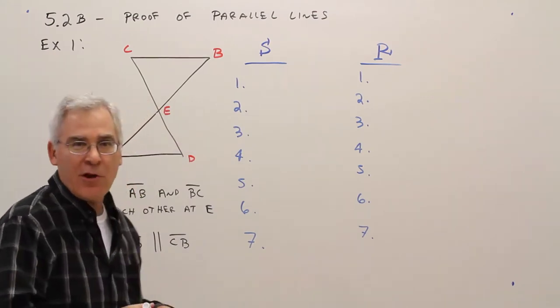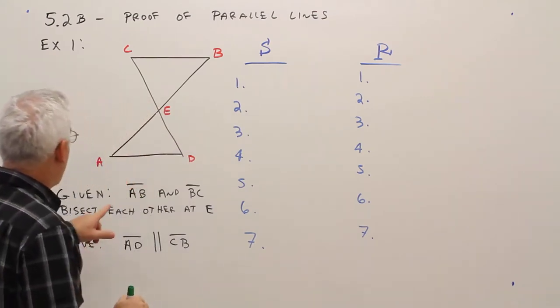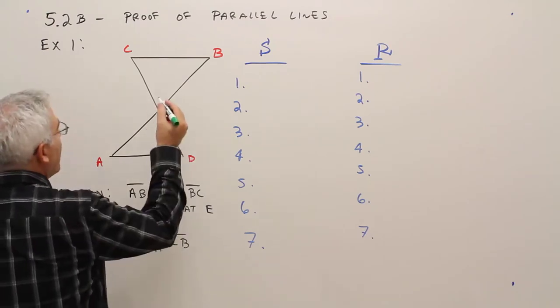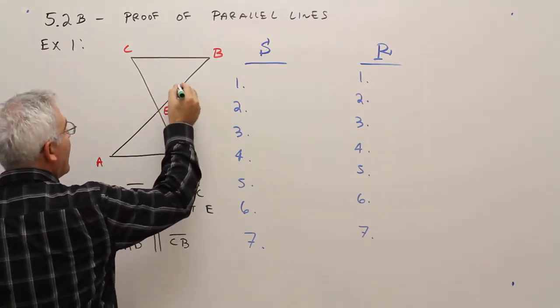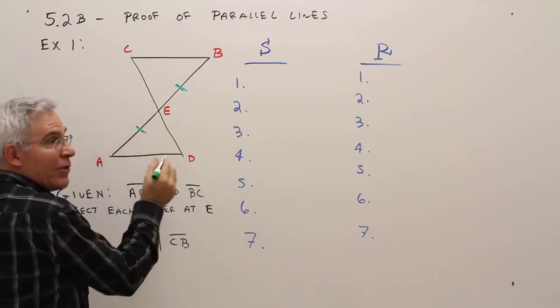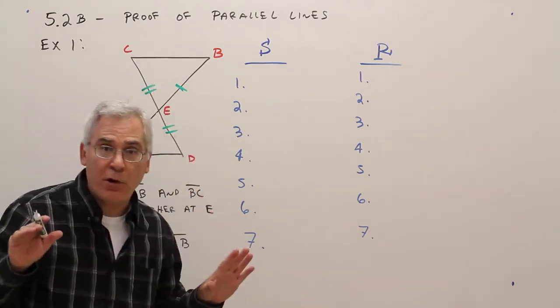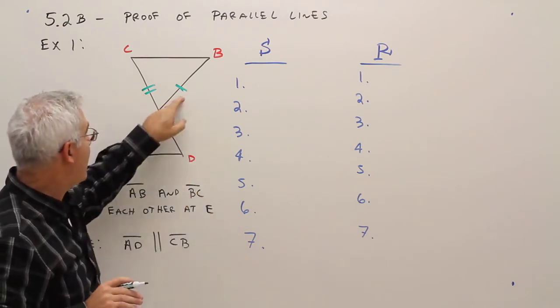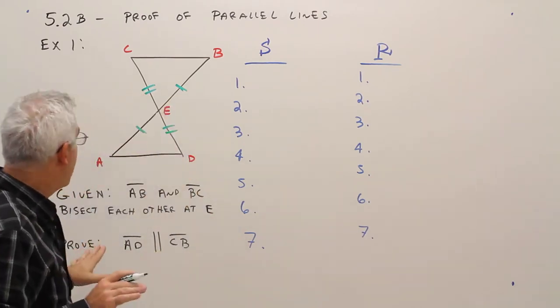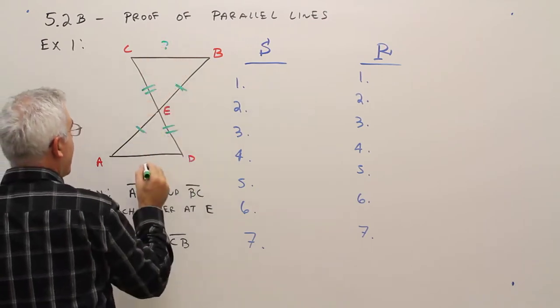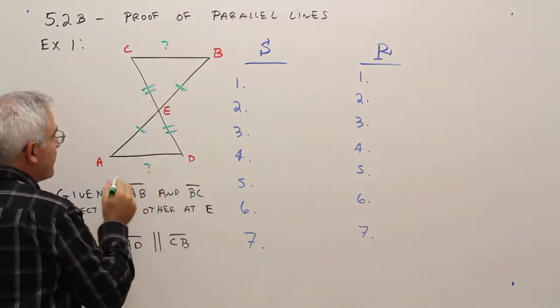All right, so let me start by marking up the diagram. So AB and BC bisect each other. So that means that this chunk is congruent to that chunk, and a different symbol for there. They're not all 4 congruent, just this and this and that and that. Okay, and I'm going to prove that this is parallel to that.